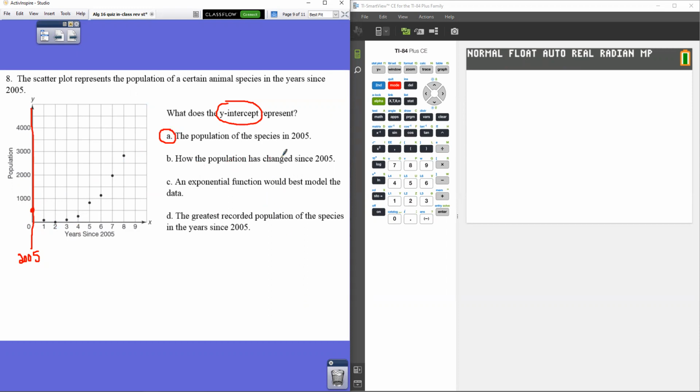The y-intercept has nothing to do with how it's changing. It doesn't say anything about an exponential function being the best model of the data. That's not answering the question. All right, the greatest recorded population of the species in the years since 2005? That is not what the y-intercept tells you. The y-intercept is where the line crosses the y-axis. So this y-intercept right here, I know, is the population of the species in 2005.